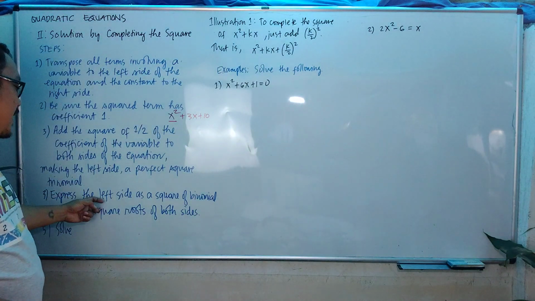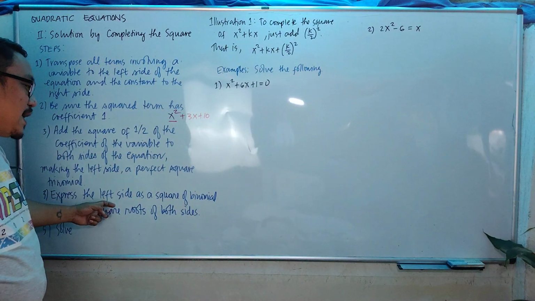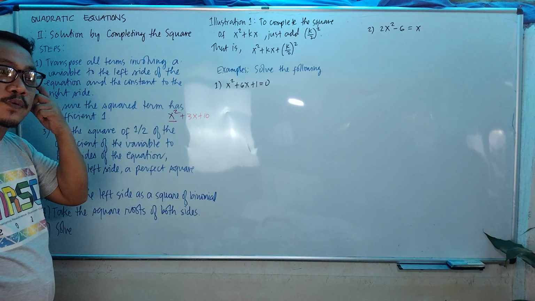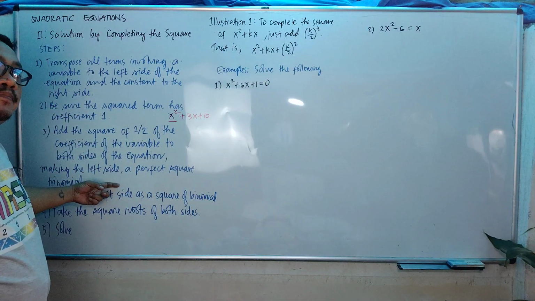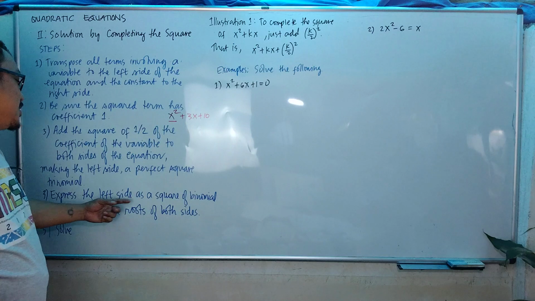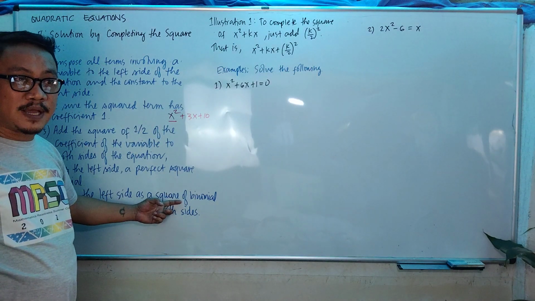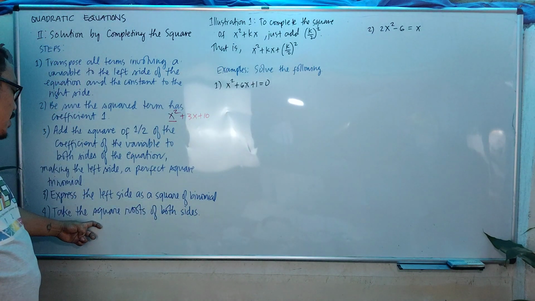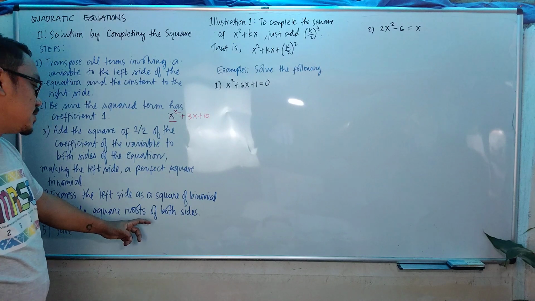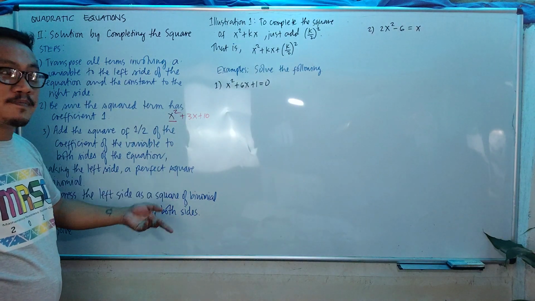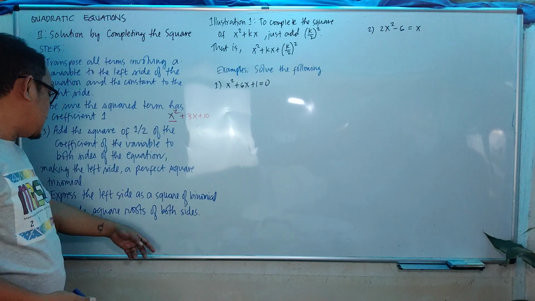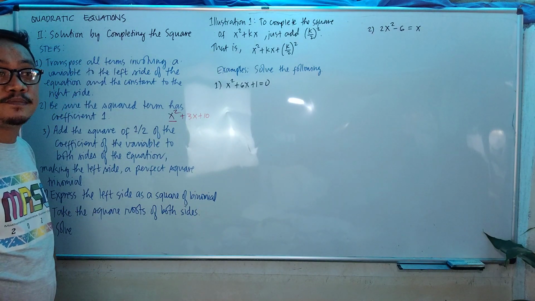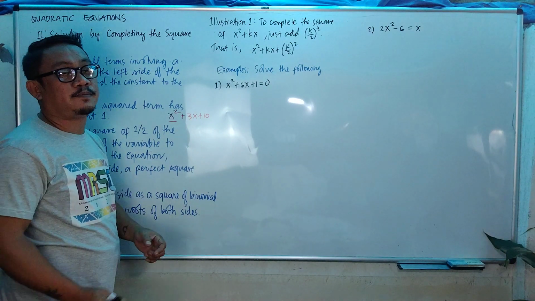Number 4, express the left side as a square of binomial. We can factor this since it is a perfect square. So we express it as a square of binomial. Then 5, take the square roots of both sides, since it is a square of binomial. Then 6, solve for the particular variable.